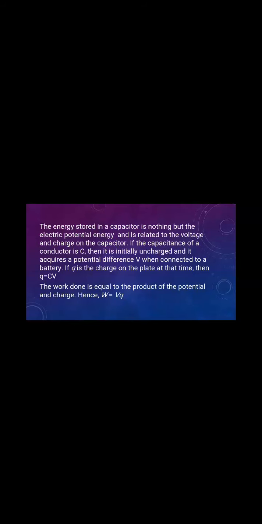If we consider the capacitance of the conductor as C, it is initially uncharged and it acquires a certain potential difference when we connect it to a battery. If Q is the charge on the plate, then the formula will be Q equal to CV. Work done will be equal to VQ, potential difference into charge. This is the process. C equal to Q by V.